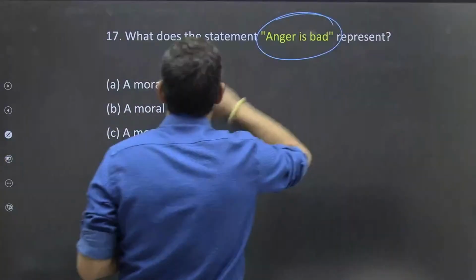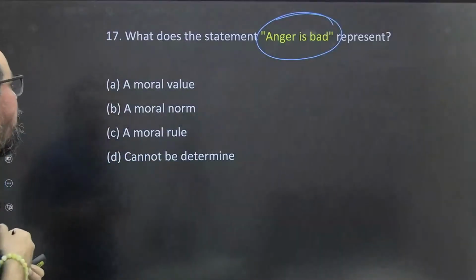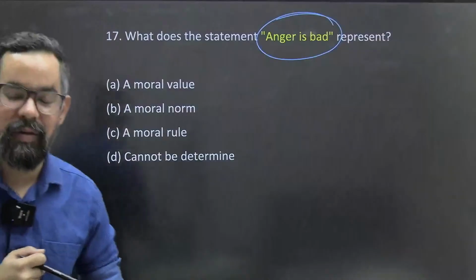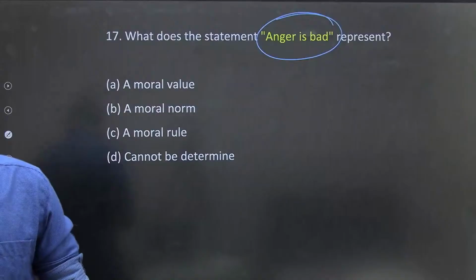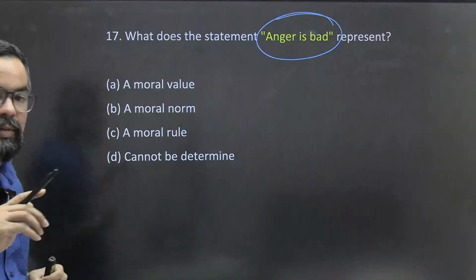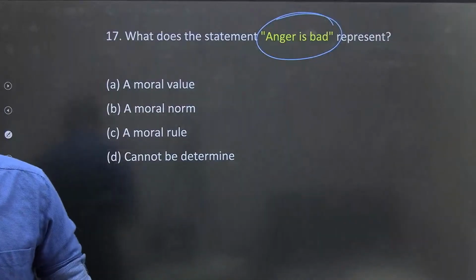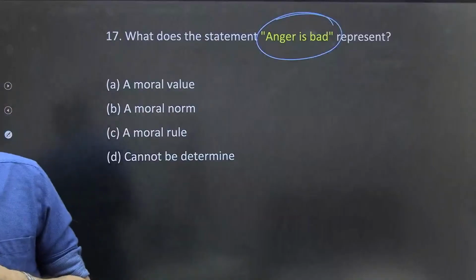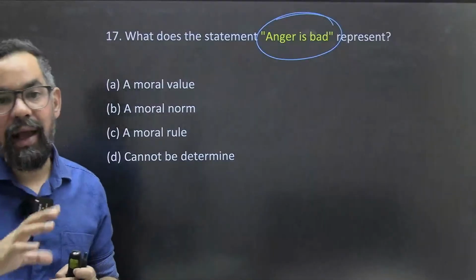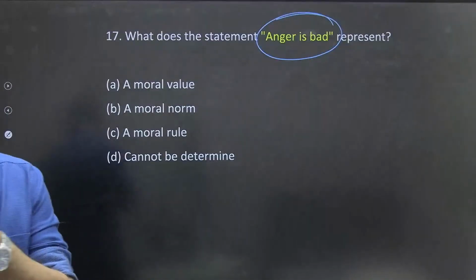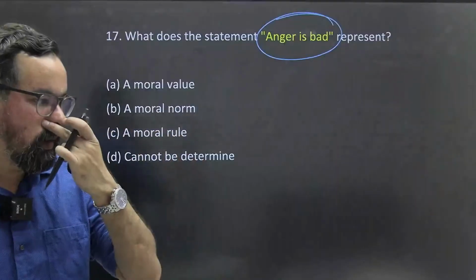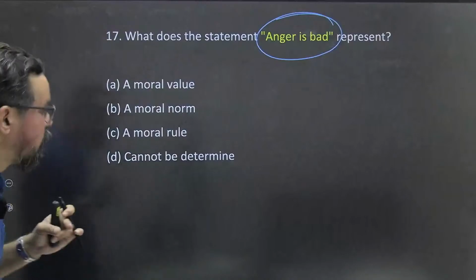Anger is bad, okay. Now what does the statement "anger is bad" represent? A moral value, a moral norm, a moral rule, or cannot be determined. What will you say in this particular one, which does it come under? When it comes to values, they generally have features like fairness is good, honesty is good, those kind of things. Anger is bad is a kind of universal thing. They generally come from one branch of ethics, I just missed that name. Okay, anyone who wants to answer, what should be the right answer?